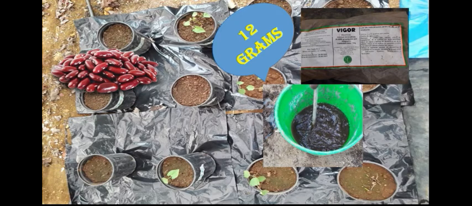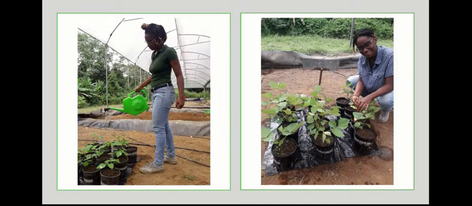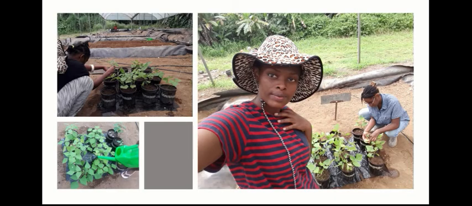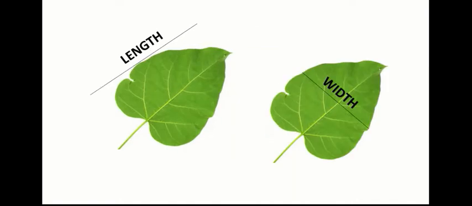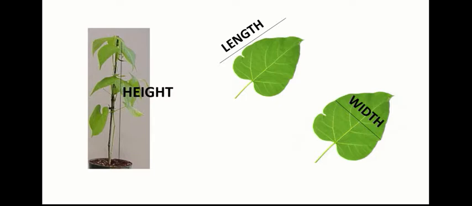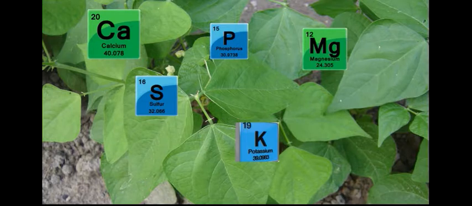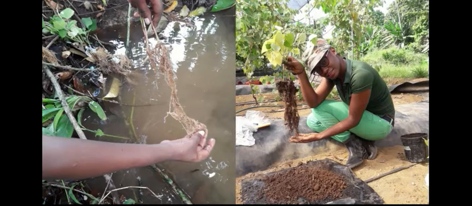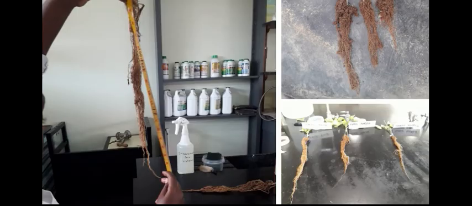Every day the plants were watered, evaluated and analyzed for different physiological characteristics. The length and width of the biggest leaf were measured, as well as the height of the stem, to determine growth rate. After that, the leaf analysis was carried out in the laboratory. The roots of each evaluation were washed and measured using a measuring tape.